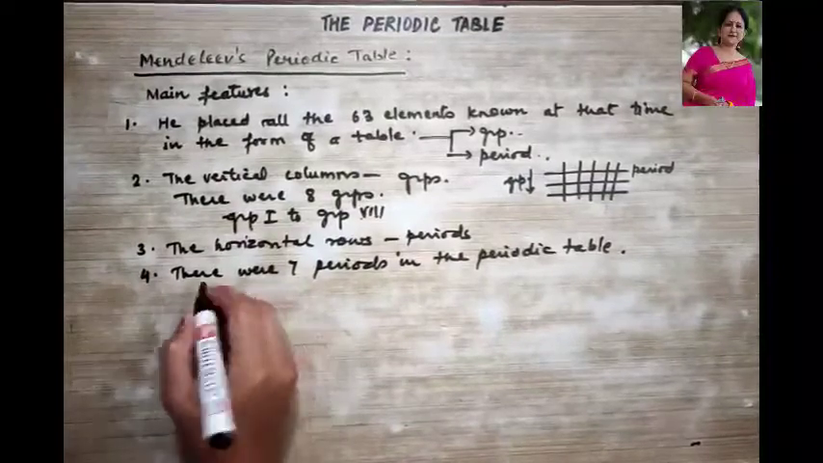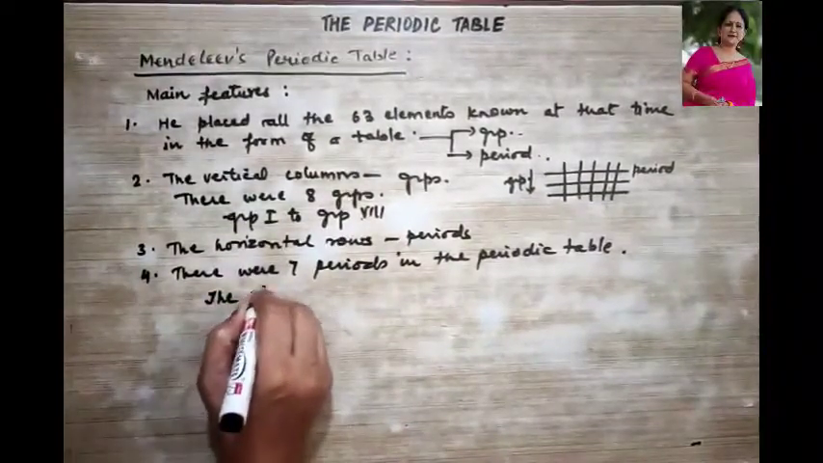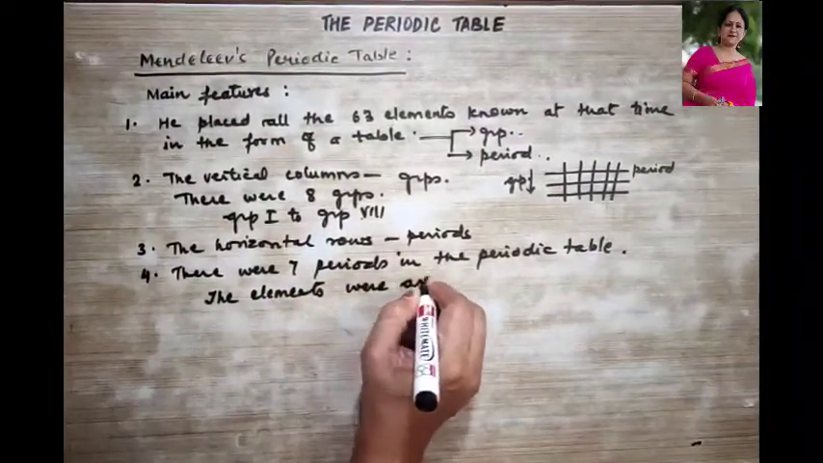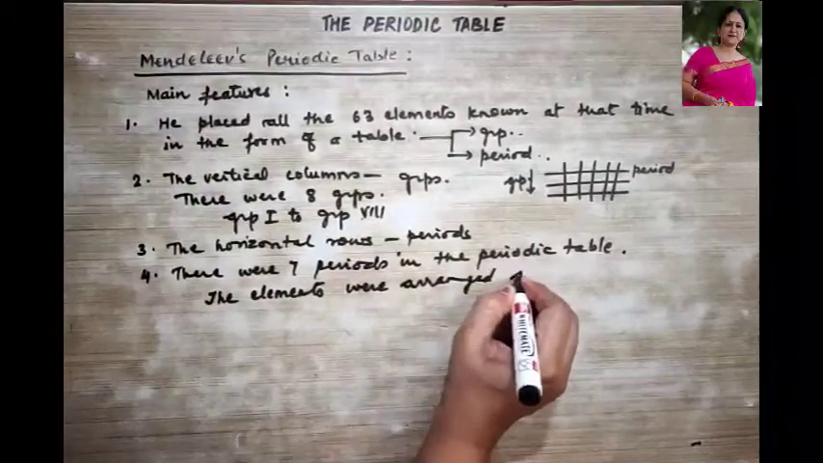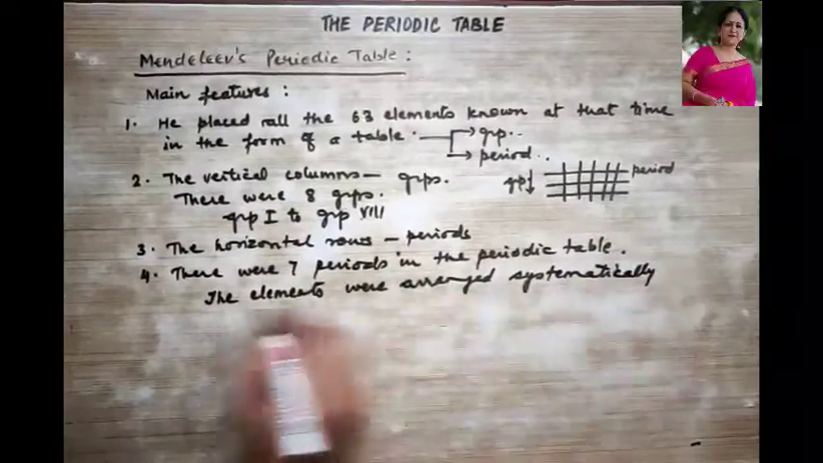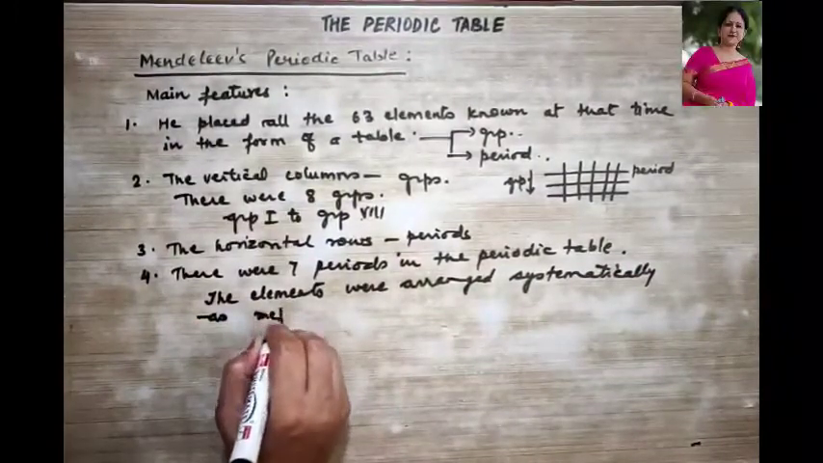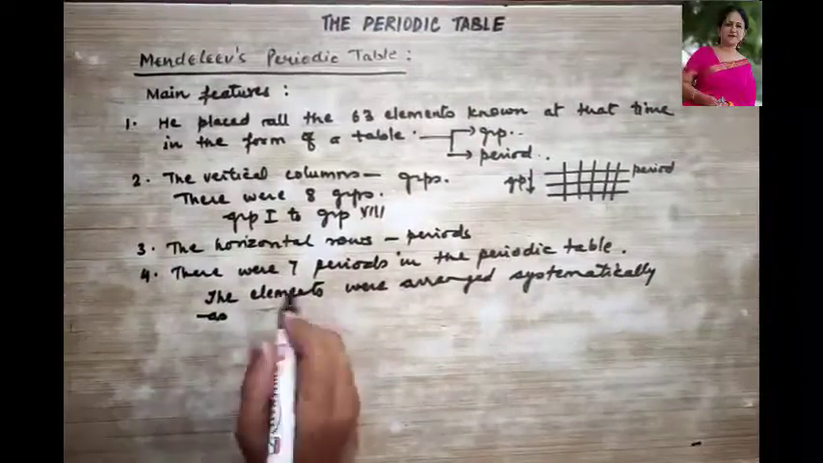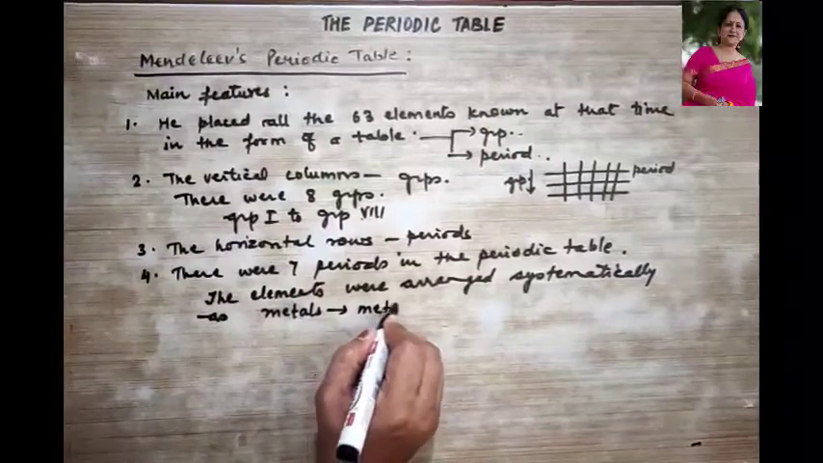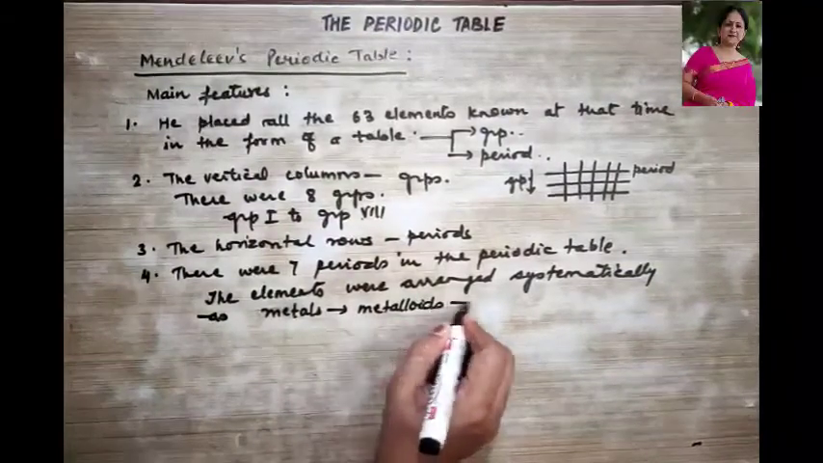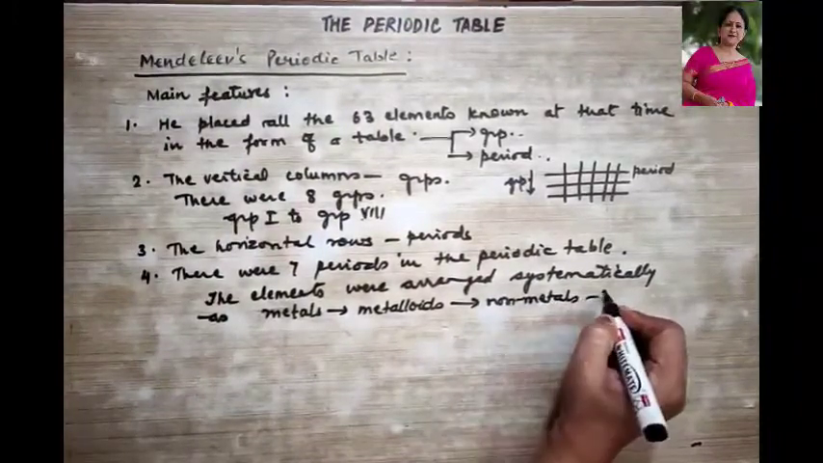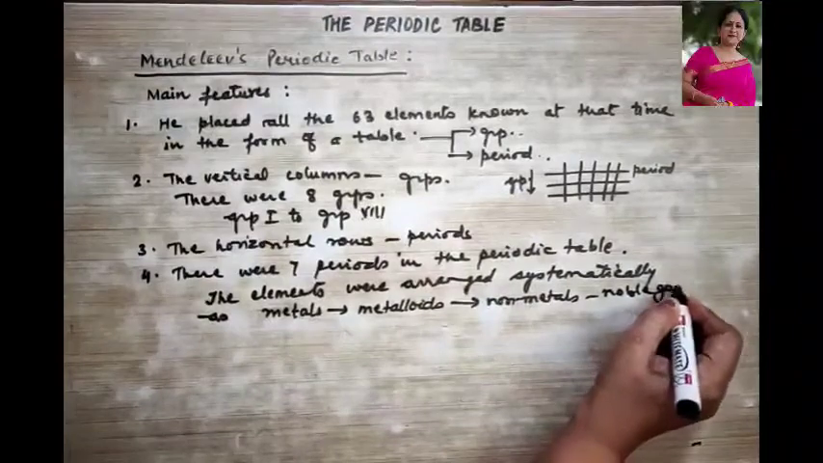How were the elements arranged? The elements were arranged systematically as metals to metalloids to non-metals and lastly to the noble gases. Okay.